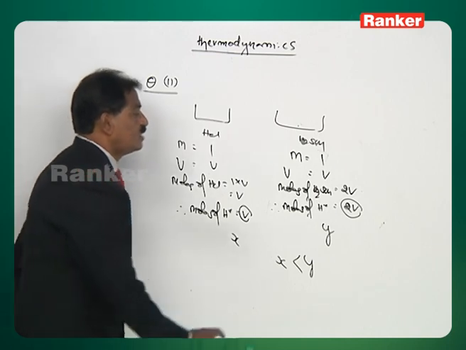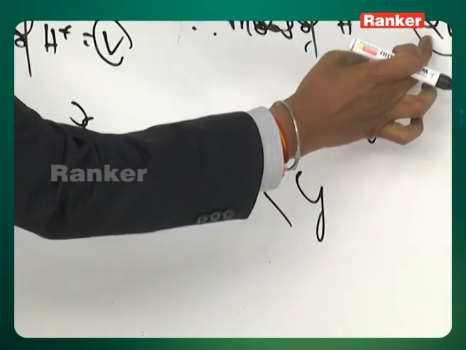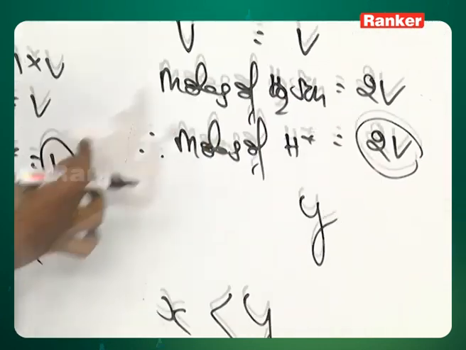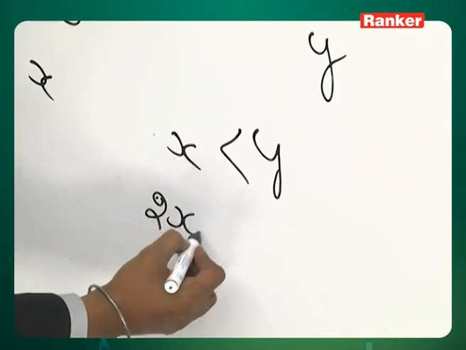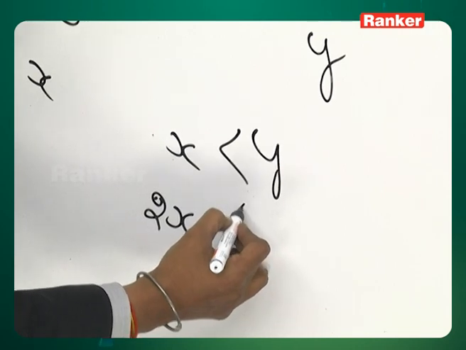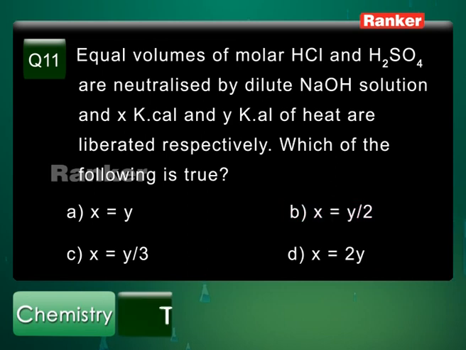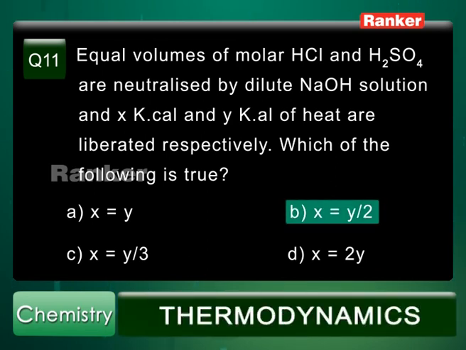Next, the exact quantitative relation is, see, this is 2 times more than this one. That means the quantitative relation is 2x is equal to y. Therefore, x is equal to y by 2. Therefore, the answer is B.